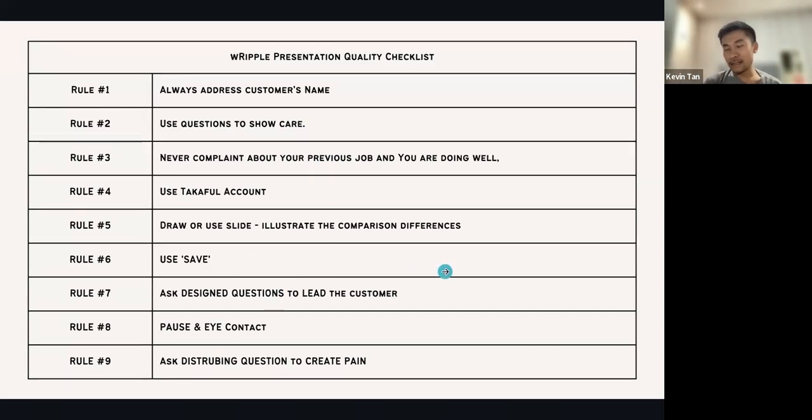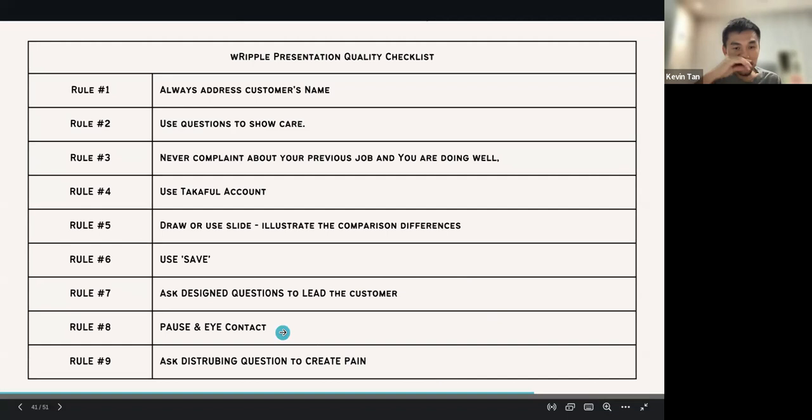So that is the 9 rules until today. Until next Tuesday, we will do the closing part already. So present, and then what is the trick in closing? Why, when I said what is the part I have to do, and why would the customer sign up? What is the thing I have to take note?